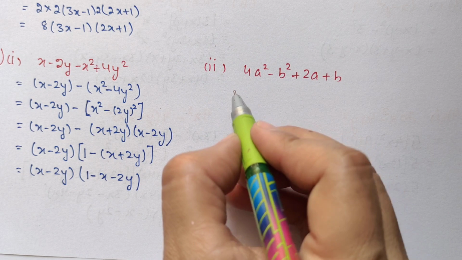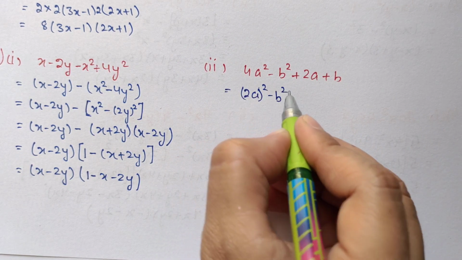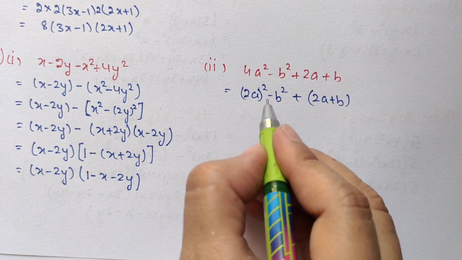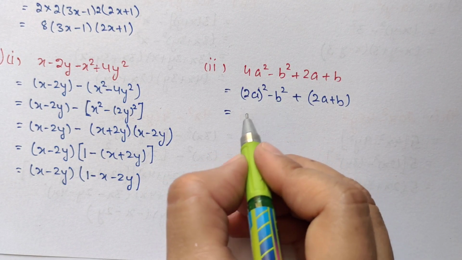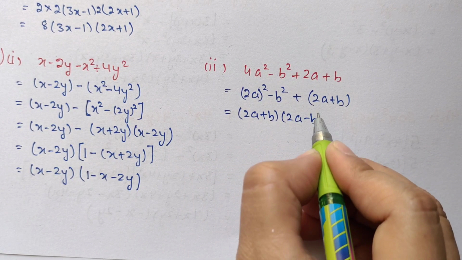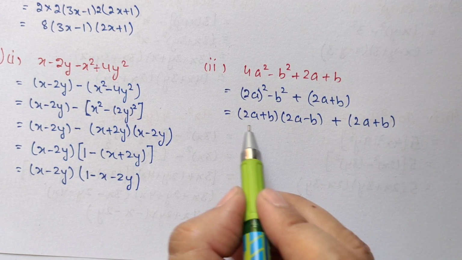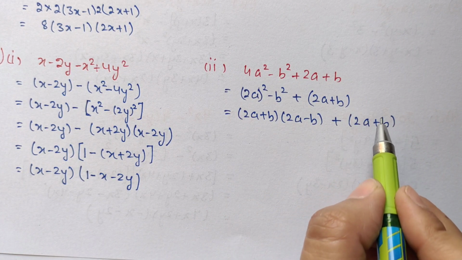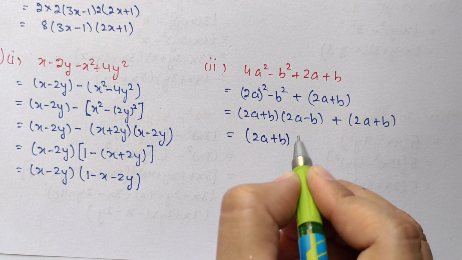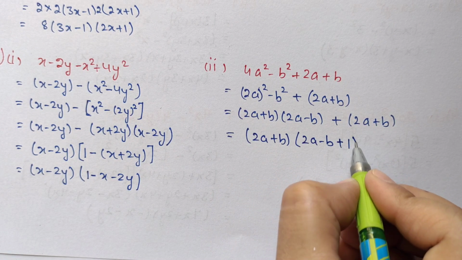Second part also is similar. First this 4a² we will write as (2a)² − b², and the last two terms we will write as it is. Here we can use the identity. It will become (a + b)(a − b), that is (2a + b)(2a − b), and the last one as it is. Now from the first term and from the second term, this bracket (2a + b) we can take out common. Another bracket will be (2a − b), and from here only 1 will be left over.